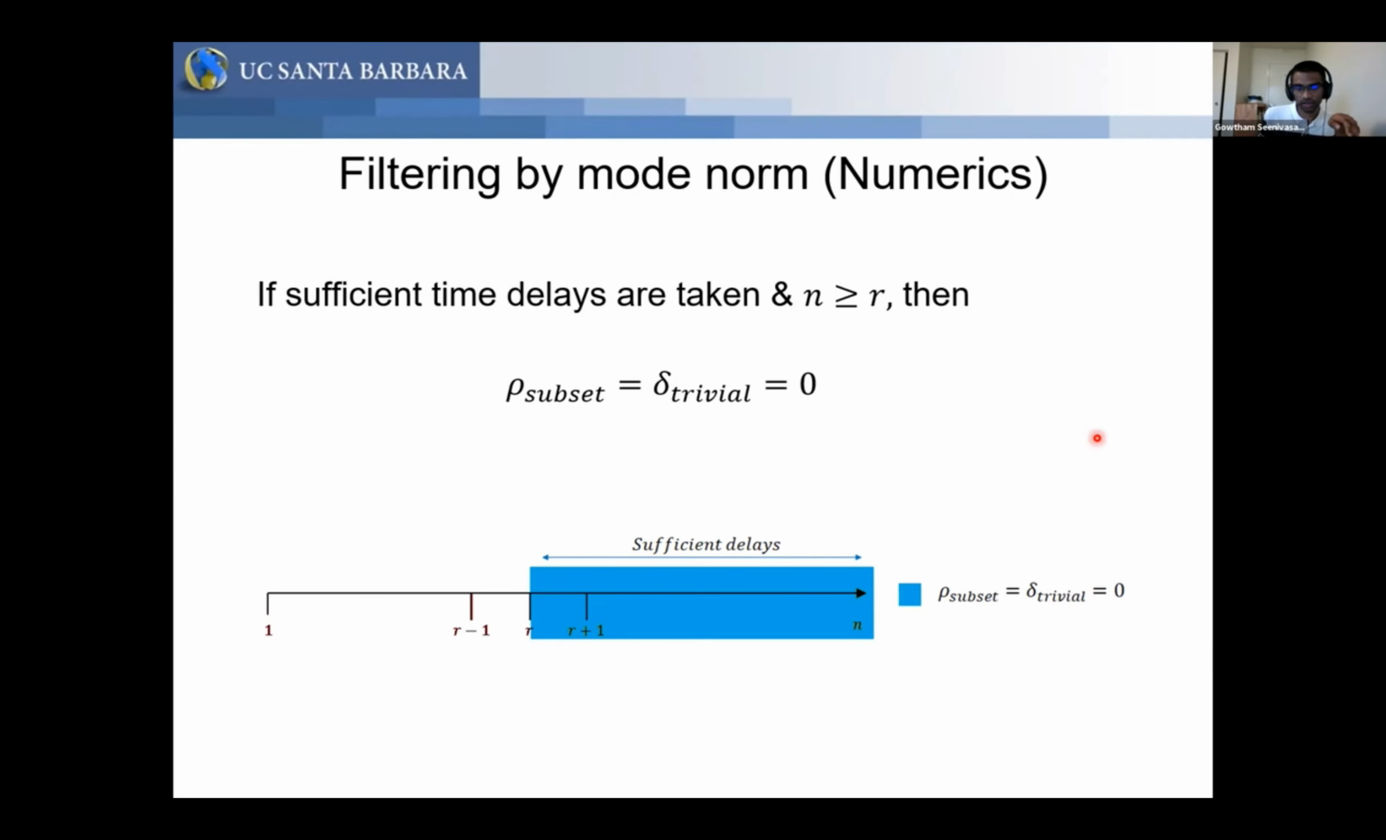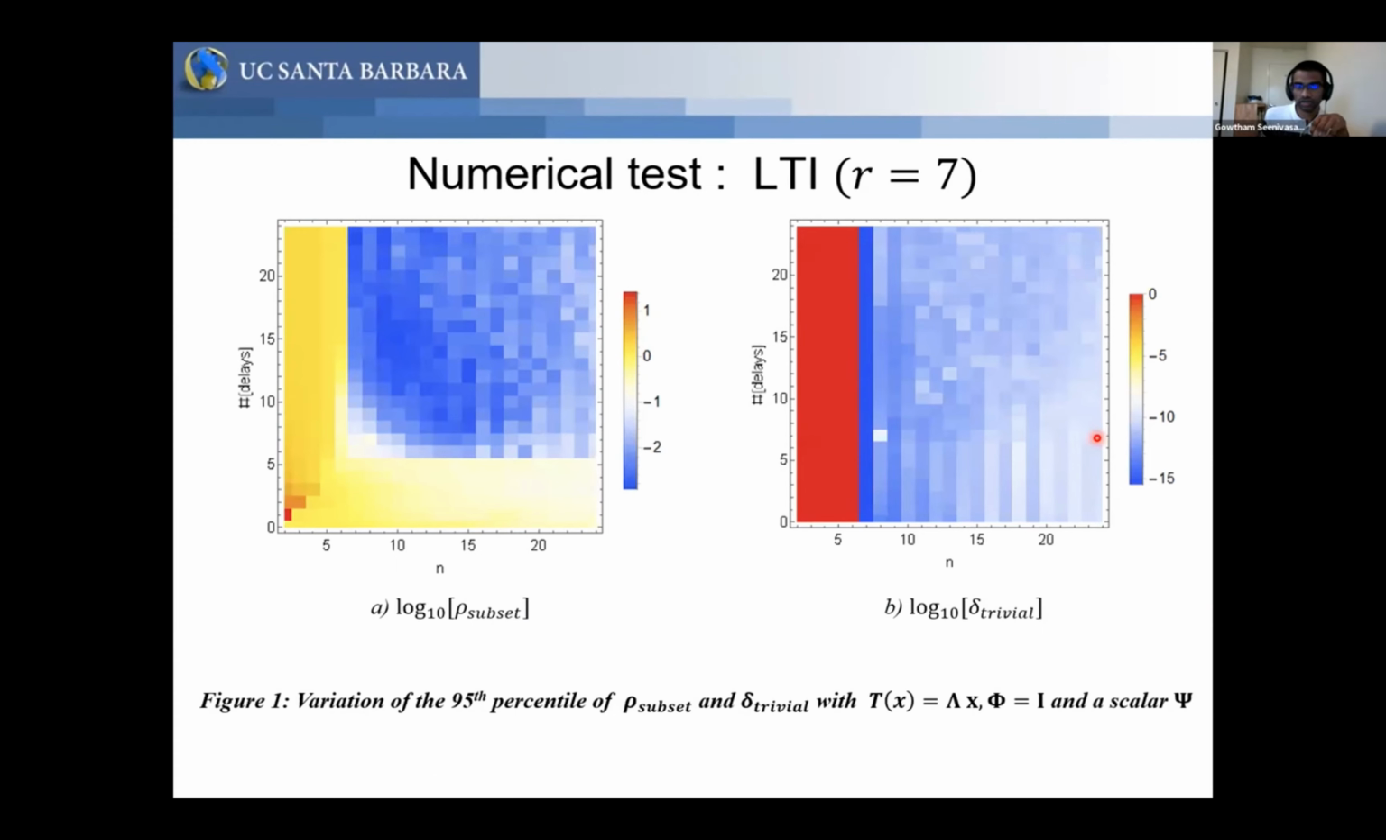We're going to check both of these quantities for 2 systems. The first one is a simple linear time invariant system. It's 7-dimensional, and the flow map is just given by a scaling of the coordinate functions, which makes the coordinate functions themselves eigenfunctions, and our observable is just a scalar observable.